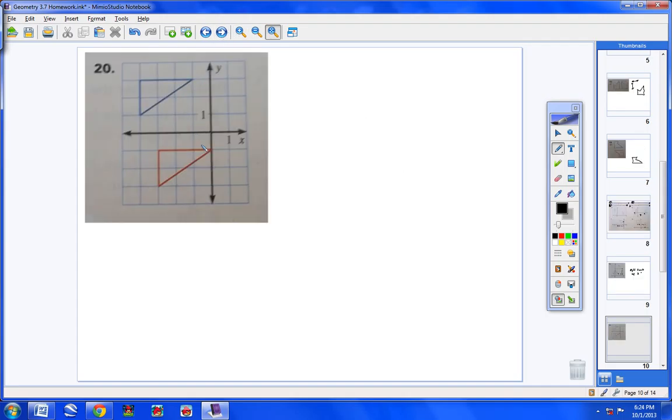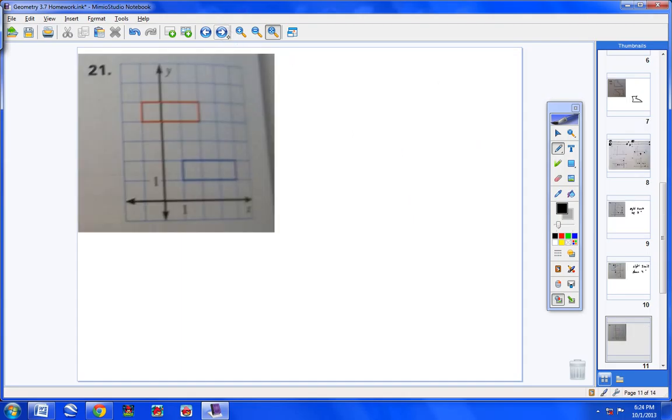Let's take a look at number 20. All right, it doesn't really matter which vertex you compare. I'm just going to compare this one here with this one here. Okay, first of all, we went to the right 1 unit. So I went from here to here is 1. So right 1 unit. And then I went down, starting here, I went down 1, 2, 3, 4. So down 4 units.